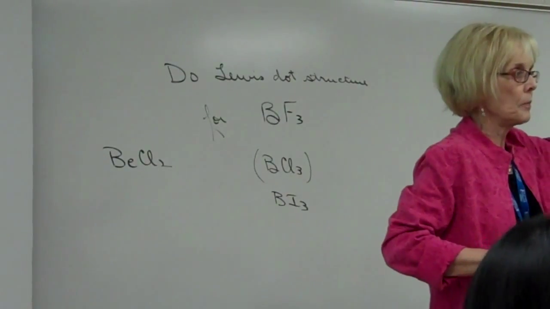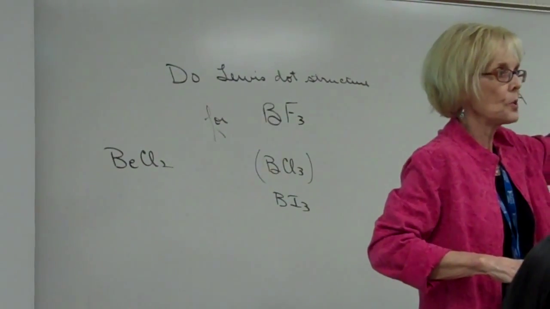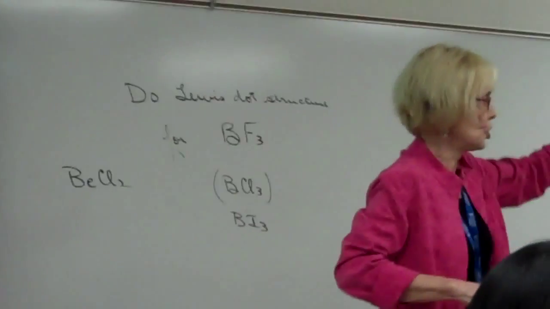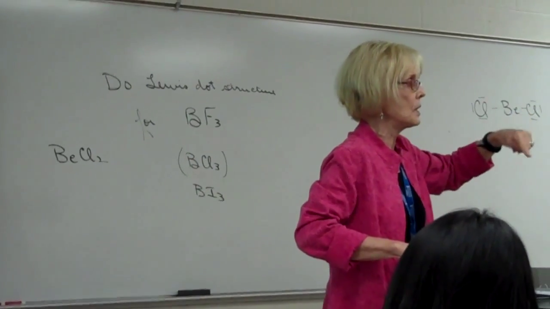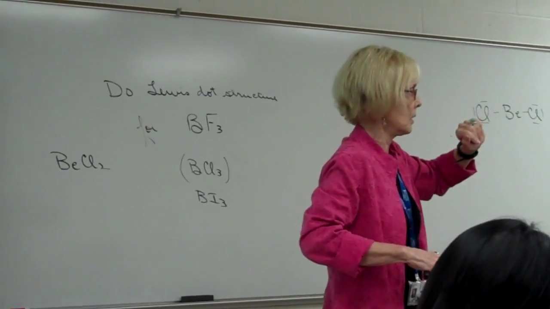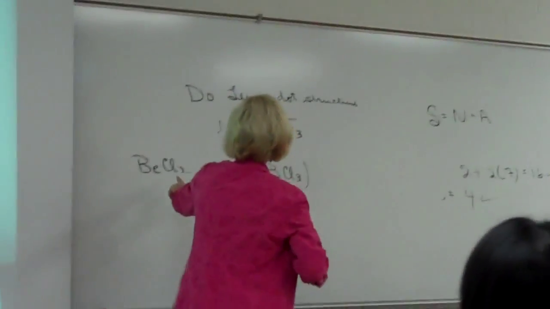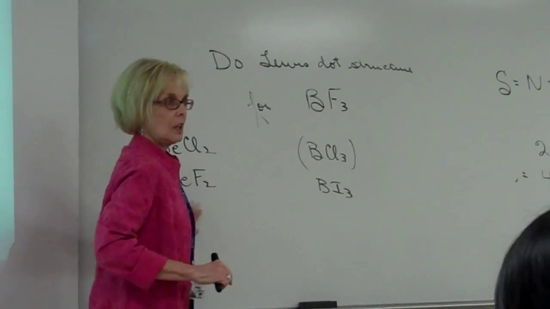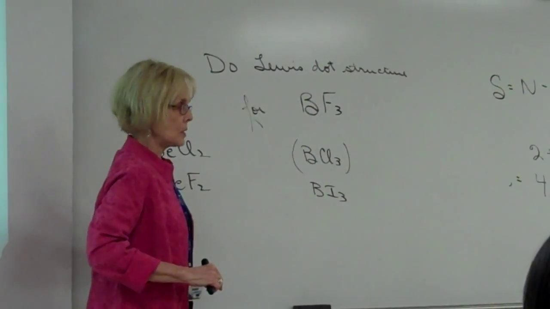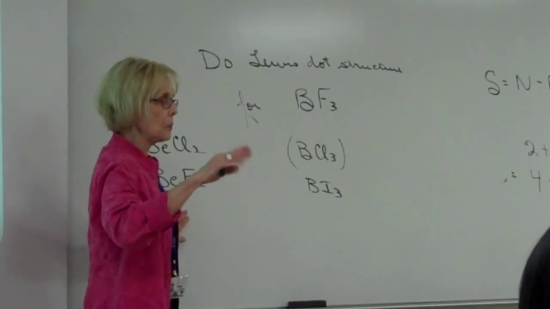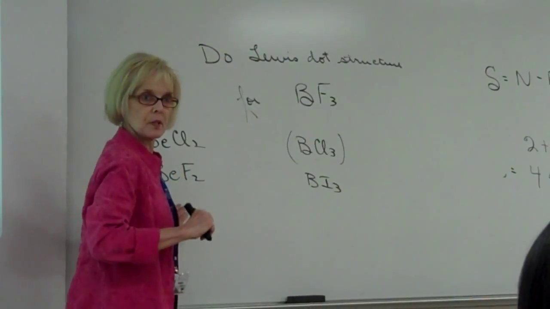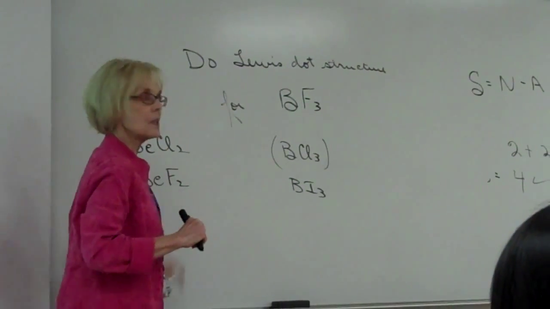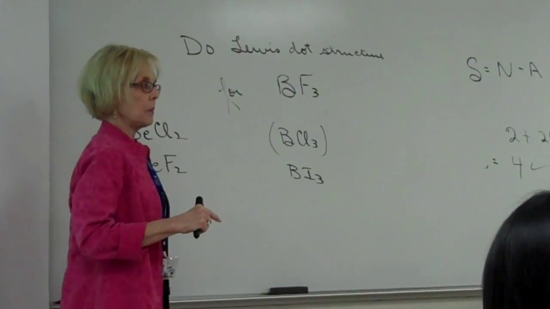How many triples in it? None. How many doubles? None. How many singles? Two. How many lone pairs on the central atom? None. Okay. If I ask you to do that, you shouldn't even have to lift your pencil. You can tell me immediately: no triples, no doubles, two singles, no lone pairs on the central atom. All you're doing is substituting for a family member.